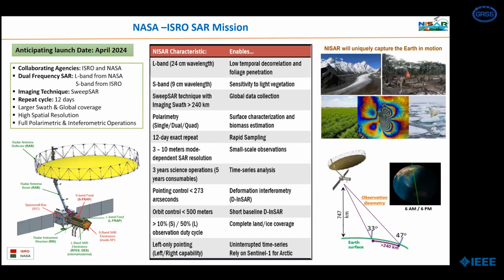And it is the 6 a.m., 6 p.m. mission, as regular SAR missions generally are. And the geometry is left looking only, because generally a SAR sensor can see both left and right, since it has the capability to see both, but here the left is fixed to get more coverage of Antarctica. And we have an incidence angle range from 33 degrees to 47 degrees.